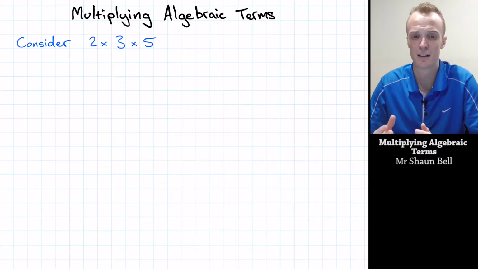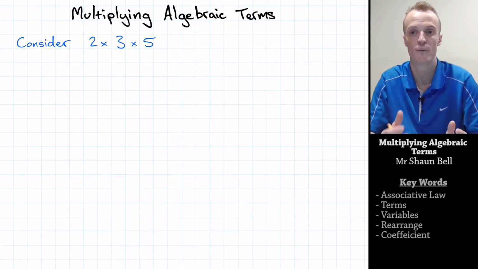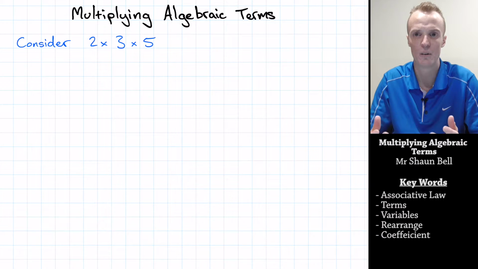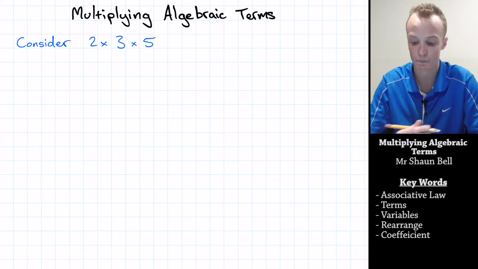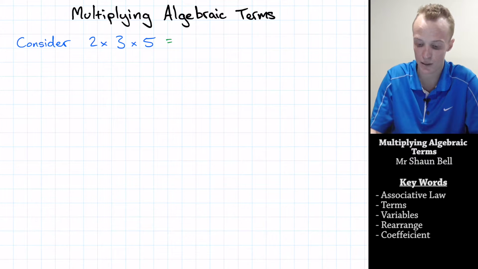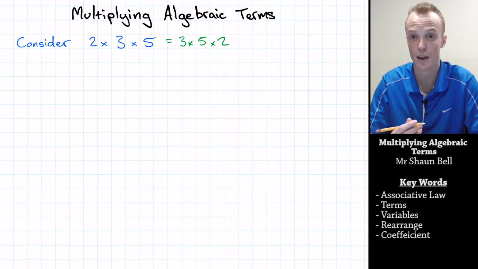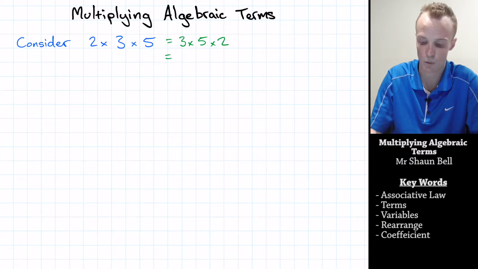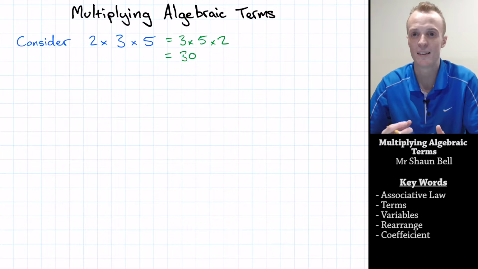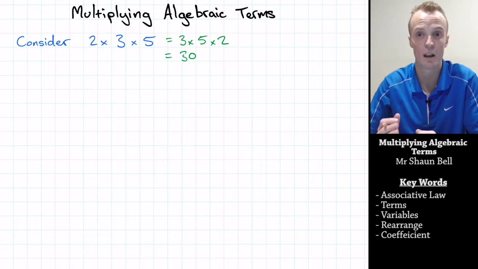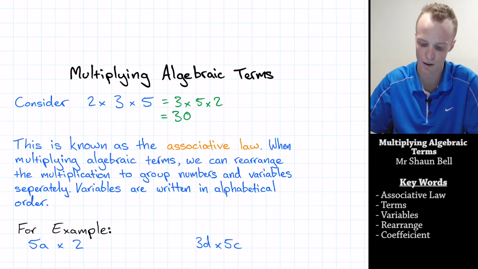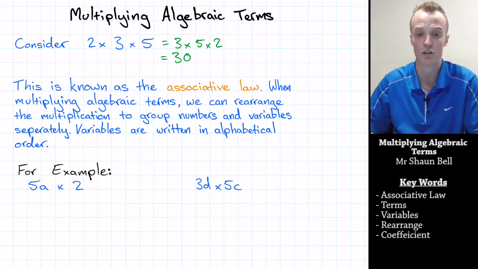So let's start by considering 2 times 3 times 5. Now you might already know that we can actually write this in any order and it'll still equal the same. For example, I might write this as 3 times 5 times 2. And that will still equal the same. It will still equal 30. Now this understanding, that when we're multiplying numbers together we can rearrange them in any order we like and it'll still equal the same number, is known as the associative law.